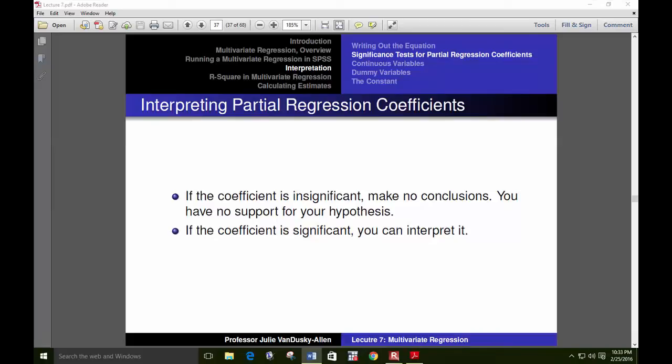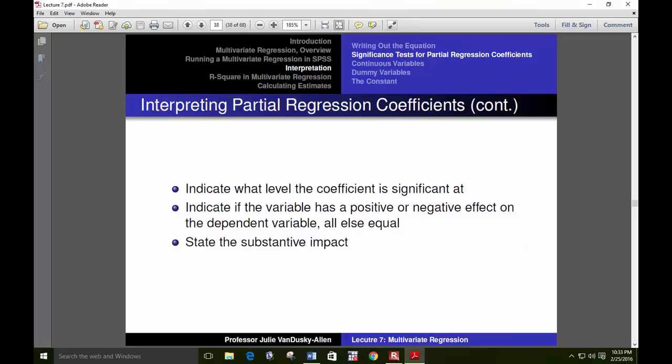If the coefficient B hat was insignificant, you cannot make any conclusions. You do not have support for your hypothesis. If the coefficient is significant, then you can interpret it. If it is significant, then you start by indicating what level the coefficient is significant at. You indicate if the variable has a positive or negative effect on the dependent variable, all else equal. All else equal is just a very concise way of saying that you have taken into account the effect of other independent variables in your model. And even after doing that, this independent variable seems to have a statistical impact on your dependent variable. Then you state the substantive impact of your independent variable on the dependent variable.